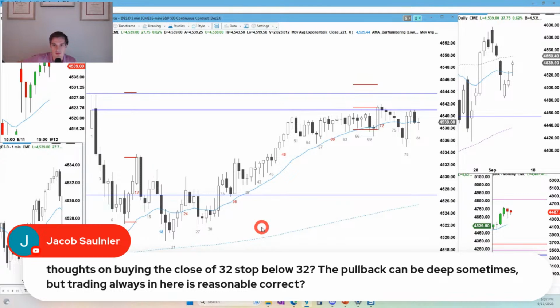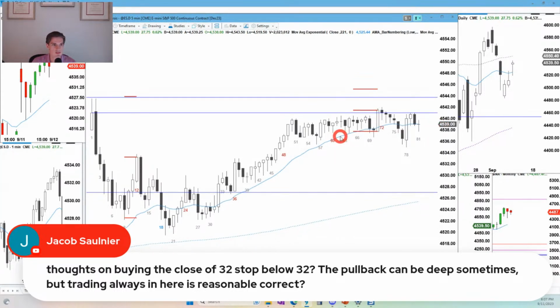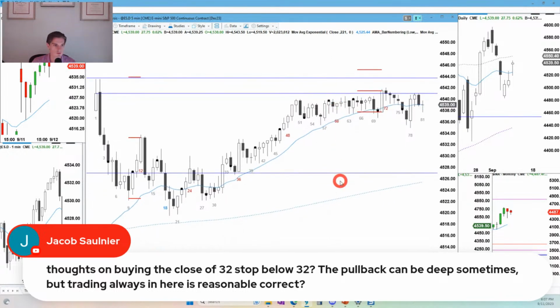Okay, so question. Thoughts on buying the close of bar 32. Let me fix the chart so it's easier to see here. So thoughts on buying the close of bar 32 here, stop below 32. The pullback can be deep sometimes, but trading always in here is reasonable, right? Yeah, so in a trading range, well, there's two things. I thought it was okay.